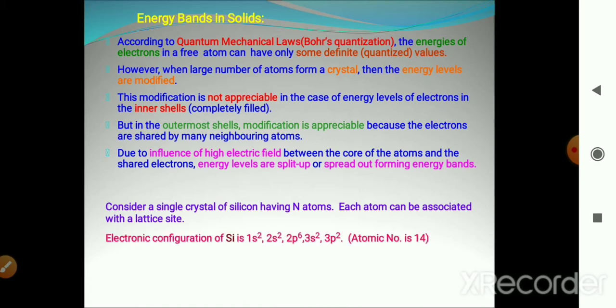To understand it further, let us take example of silicon crystal. Its atomic number is 14 and electronic configuration is 1s2, 2s2, 2p6, 3s2, 3p2. You can see that the outermost orbit has 4 electrons and it requires 4 more electrons to complete its outermost shell or octet. So it shares its electrons with 4 more silicon atoms in covalent bonds.